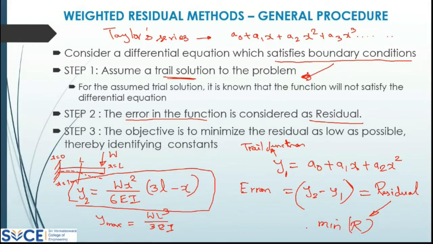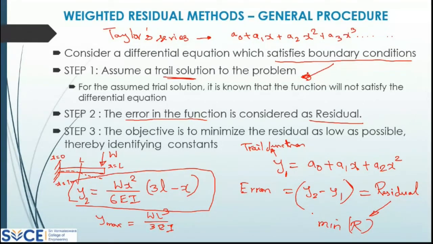To minimize this residual, we use different types of approaches: point collocation, subdomain collocation, least square, and Galerkin method. I hope you can understand now, right? For any differential equation, I consider a trial function as my solution. Based on that, I identify the error, which is nothing but the residual. After I identify this residual, I concentrate on reducing it.